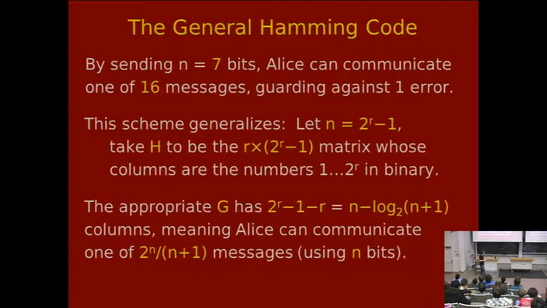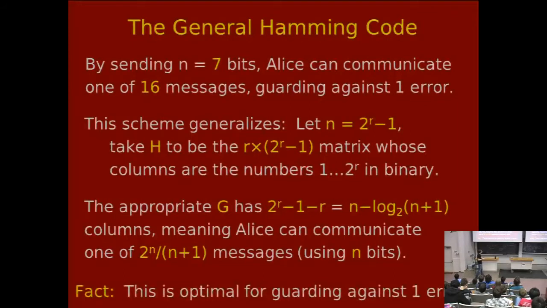So she can send one of 2 to the n over n plus 1 different messages using n bits. So that's pretty effective. She's using n bits to send one of almost 2 to the n different messages. And Bob can fix any error. In fact, this is optimal for guarding against one error. So there's a perfect scheme, a most efficient perfect scheme, by which you can transmit n-bit messages and have Bob fix any 1-bit error.